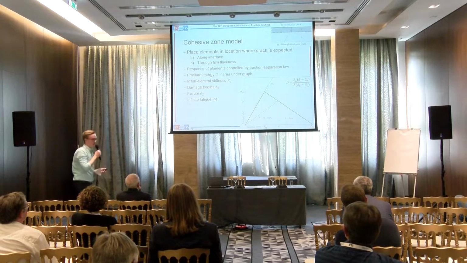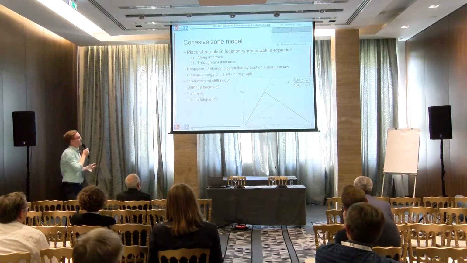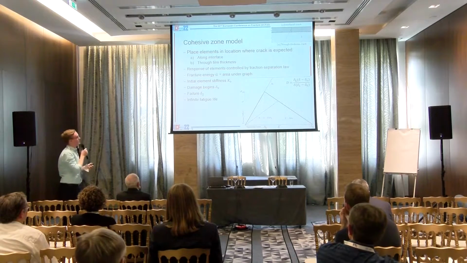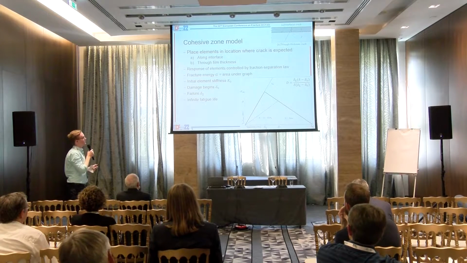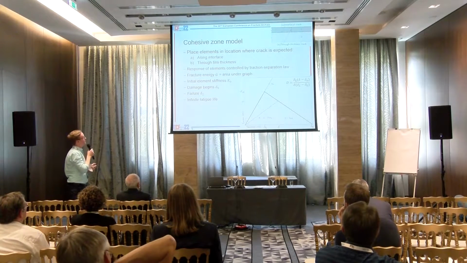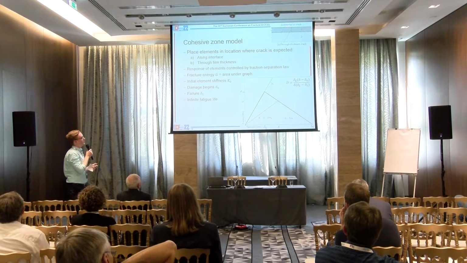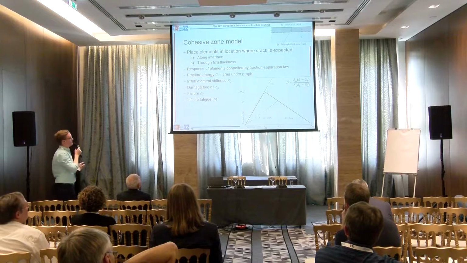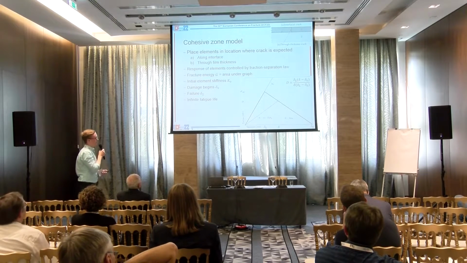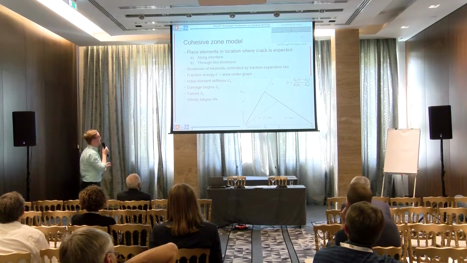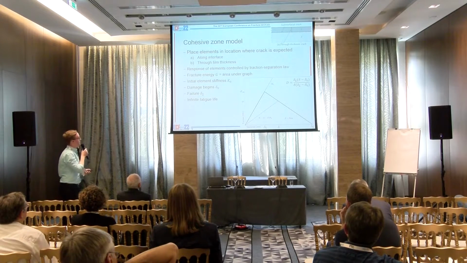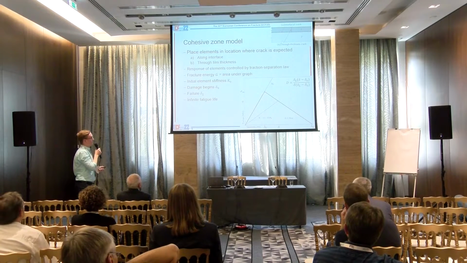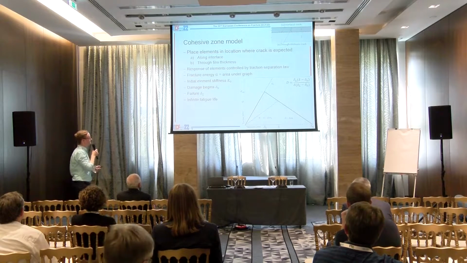My models use the cohesive zone model, in which we place elements in a location where a crack is expected to grow. If we look at the top right, for the interfacial crack we place elements along the interface, and for a through thickness crack we place elements through the thickness of the film. The response of the elements is controlled by a traction separation law. We consider a bilinear traction separation law, as seen in the bottom right-hand corner, where the fracture energy is the area under the graph and the initial element stiffness is K.